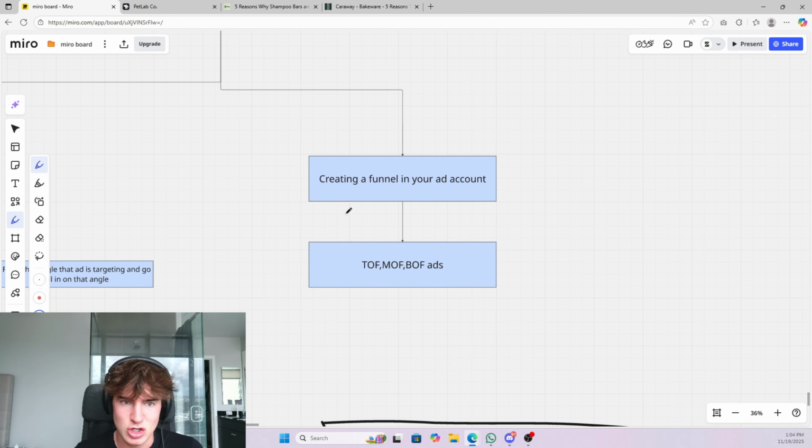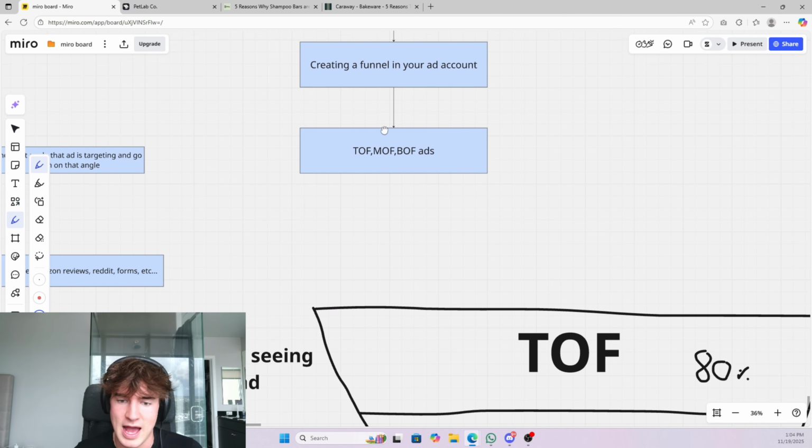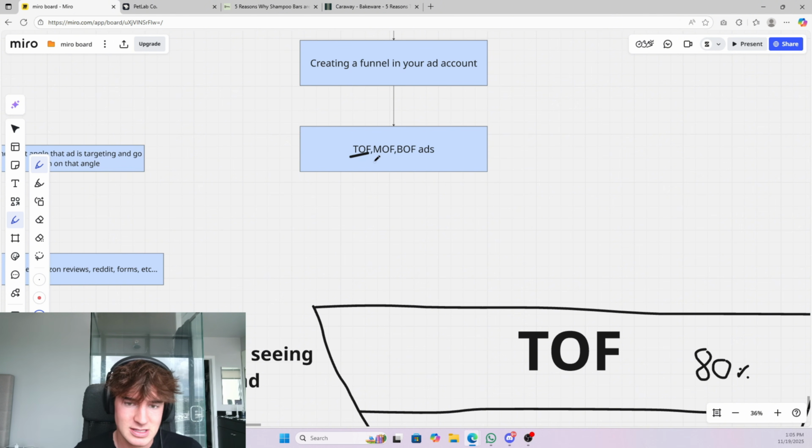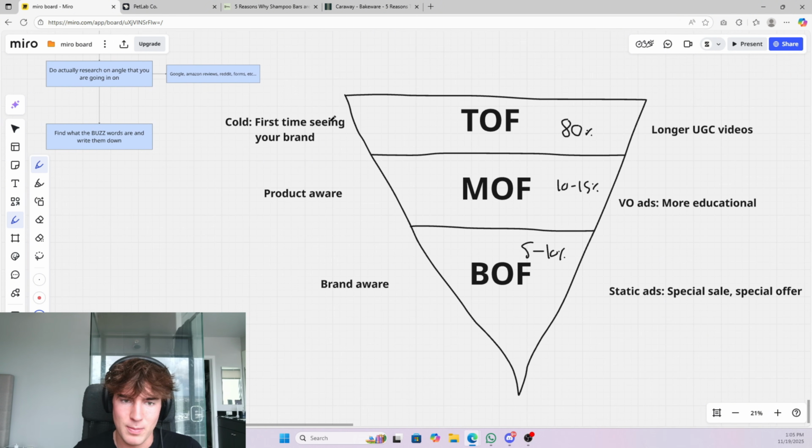The next thing that you need to do, because we are out of the testing phase, is start creating a funnel in your ad account. What this means: top funnel ads, middle of funnel ads, and bottom of funnel ads. All right, so now we'll go into it a little bit more down here.